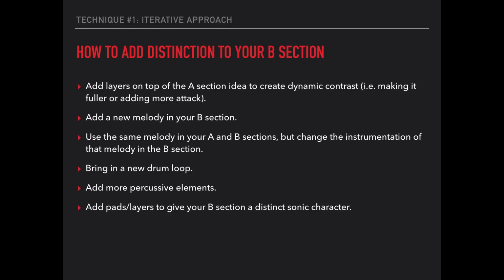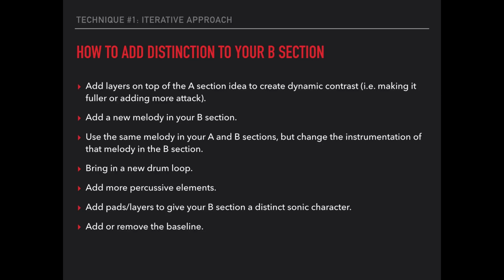Next, you can add pads or different texture layers to give your B section a distinct sonic character. In my track example, I had a couple of those high synths that just added a bit of air and high end to the track, giving it that distinction so when the listener jumps into the B section, it is immediately obvious to them that a change has occurred. If the mix is too similar between your verse and chorus, sometimes it'll be hard for the listener to tell exactly where they are. But adding some textural elements, adding some pads to your B section is a great way to create that distinction so that when the listener is in your B section, they know that a change has occurred.